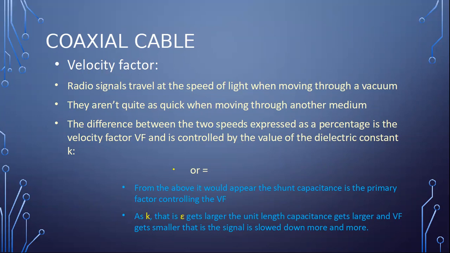So from the above, it would appear that the shunt capacitance is the primary controller for velocity. The capacitance between the two conductors, because the voltage can't change instantaneously in a capacitor, and you can make the capacitor fairly large, is what sets the velocity factor. 1 over the square root of epsilon or 1 over the square root of K is the velocity factor. You'll get a fraction, you multiply it by 100, and there's your percentage.